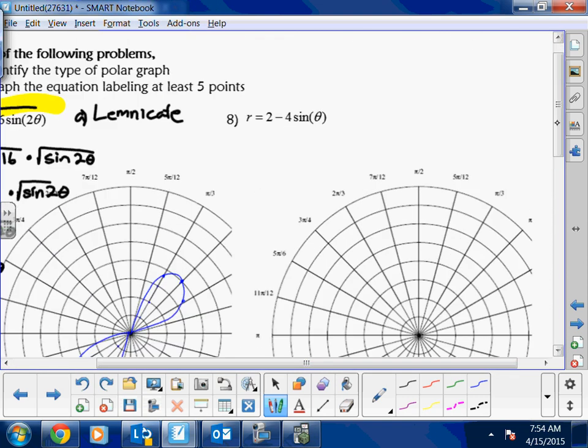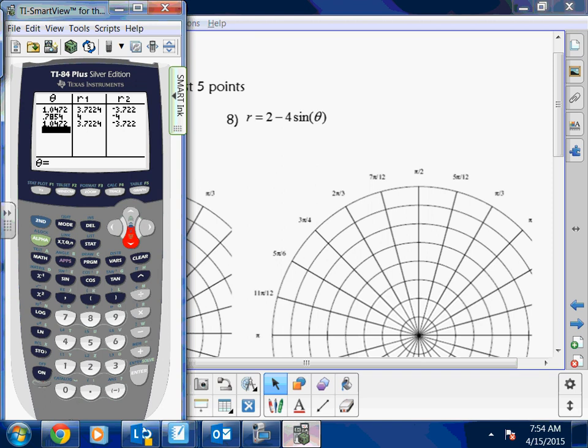All right. So let's move on to this one. And this one tells you r is minus 2 sine theta. One of the things that's going to be neat is that you can use a library of functions on your calculator. So what I would suggest is just go ahead and graph it and see which one that appears to be as far as what you have. Now with this one, I'm just going to put in 2 minus 4 sine theta, graph, and there you go.